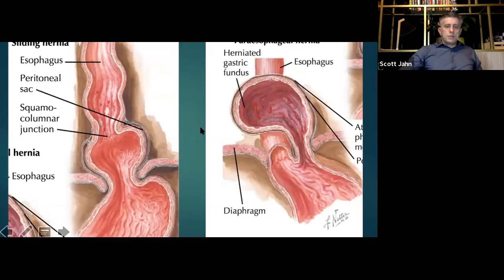There's two types of hiatal hernia. There's an esophageal and a stomach, which is right here. So either way, we're going to treat them the same.